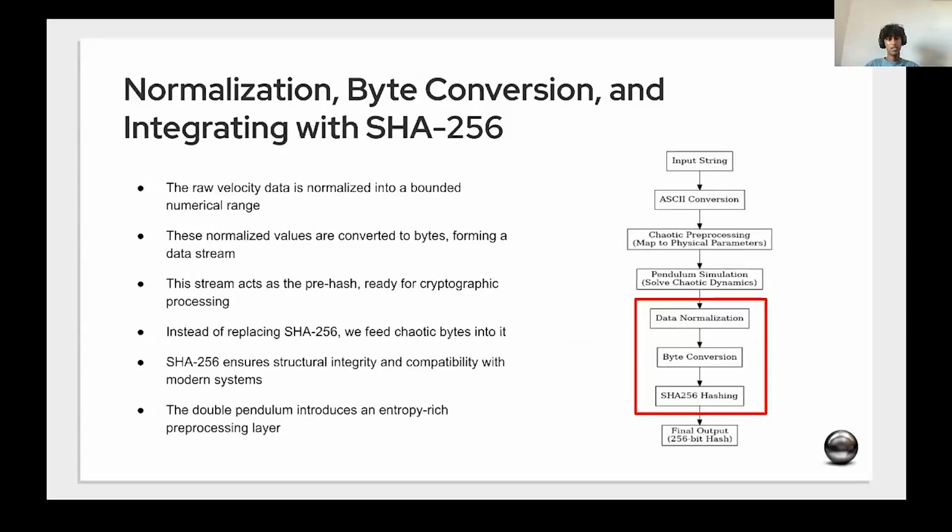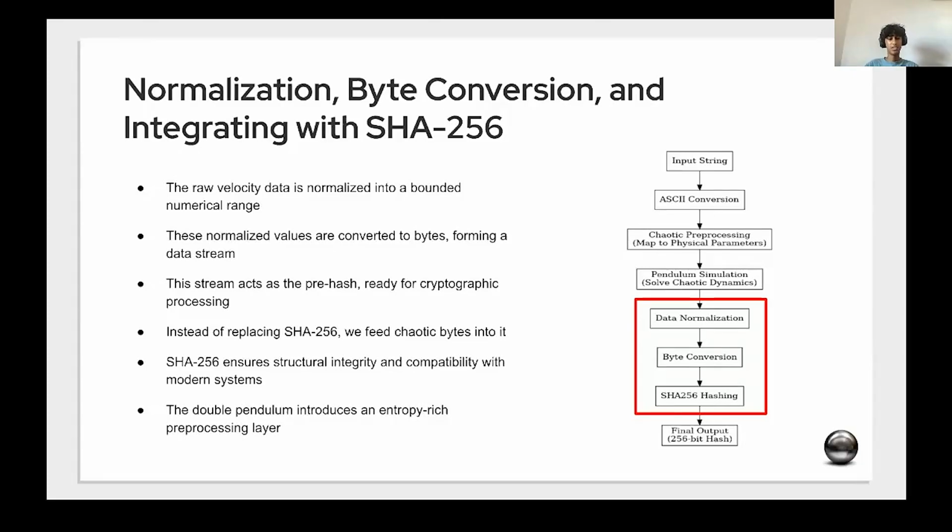So now that we have this raw velocity data, we can normalize it into a bounded numerical range. And these normalized values are converted to bytes, forming a data stream that acts as the prehash. So now it's ready for cryptographic processing. And the reason why we have to bound it into a numerical range is to make sure it's suitable to be fed into SHA-256 as the final step.